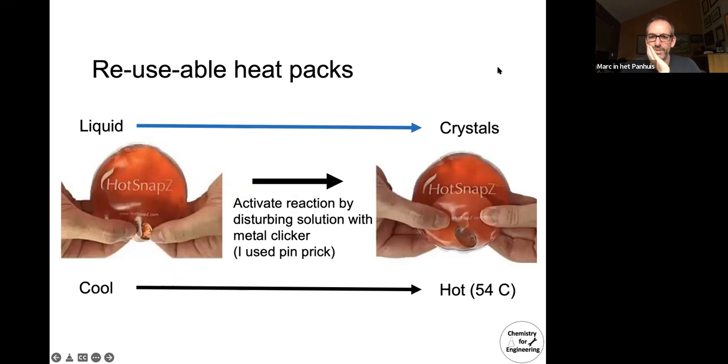This is what the hot pack will do. It goes from the liquid state to the crystal state. You activate this reaction by disturbing it. You saw me beforehand use this pin prick, but you can also do this with this metal thing. And then you go from cool to about, according to the information, 54 centigrade. So nice and warm, but not hot enough to burn yourself, which is obviously good.